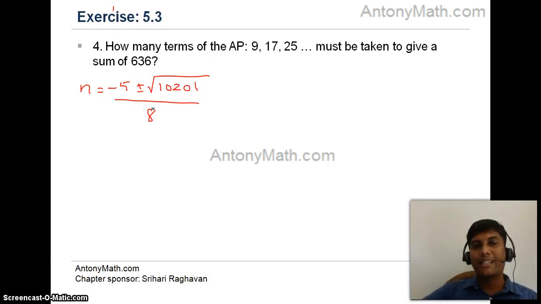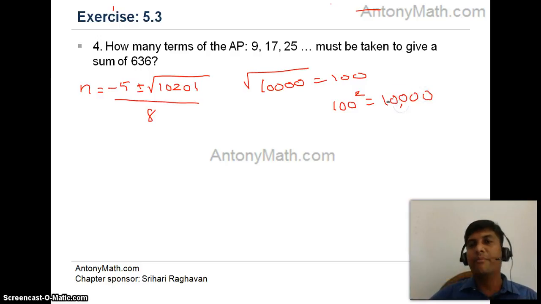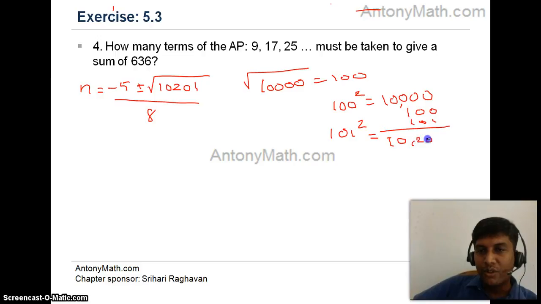I am going to take a step aside and try to remind you about something else. We all know that square root of 10,000 equals 100, right? The other way of saying this is 100 square is 10,000. Now remember, once you have 100 square, the way to go to 101 square is nothing but addition of 100 and 101, which takes you to 10,201. This applies at all levels.